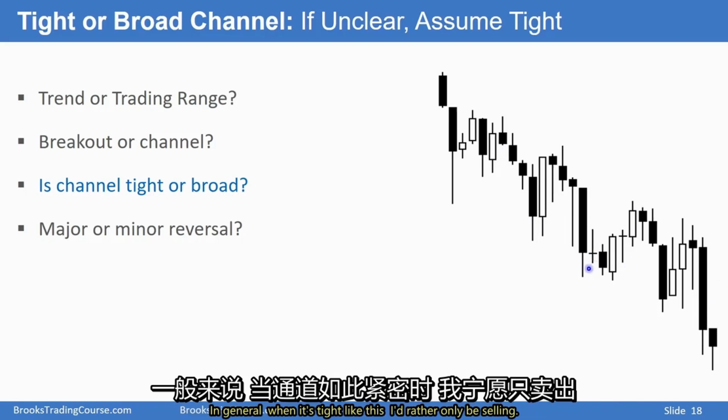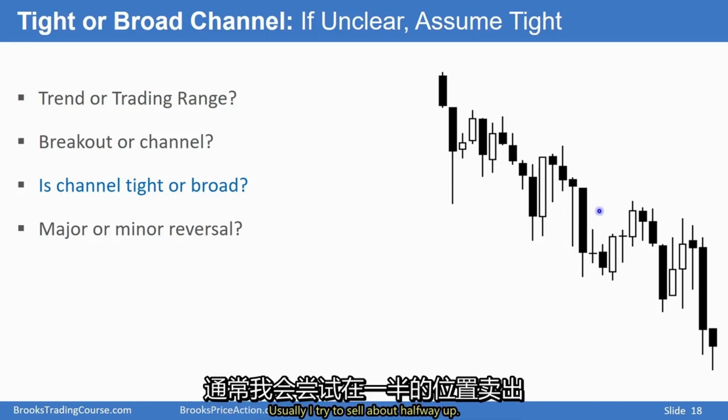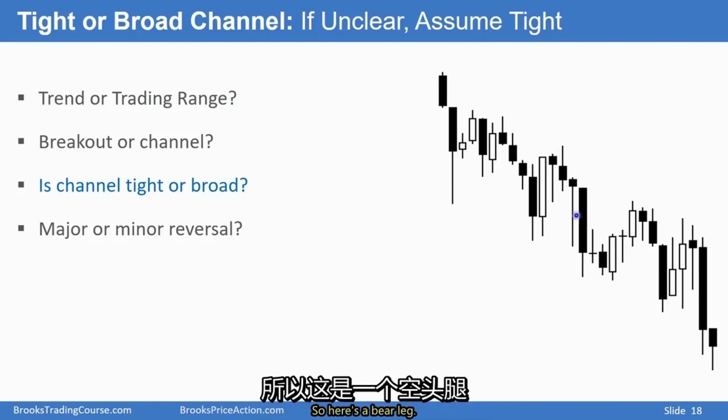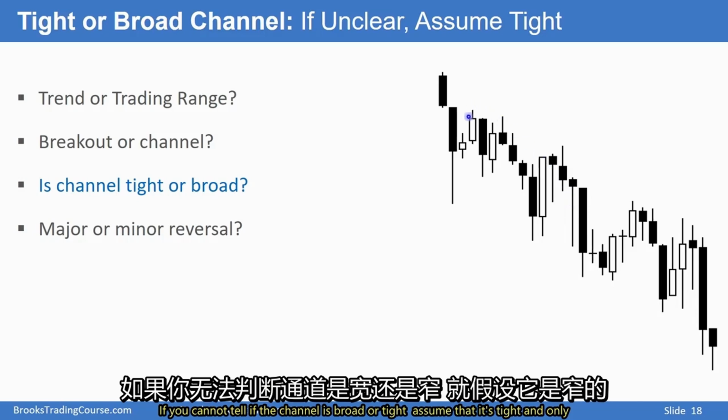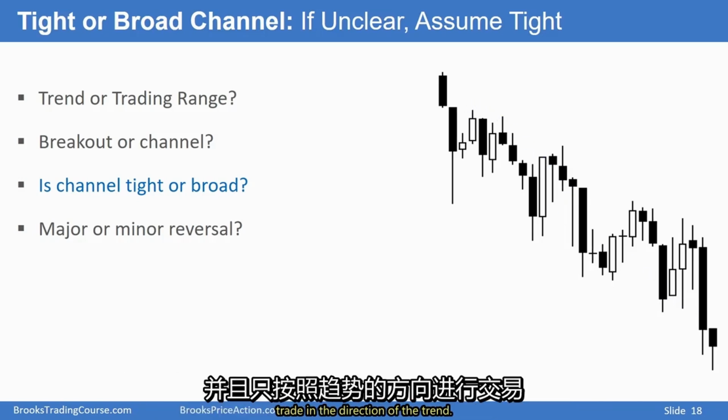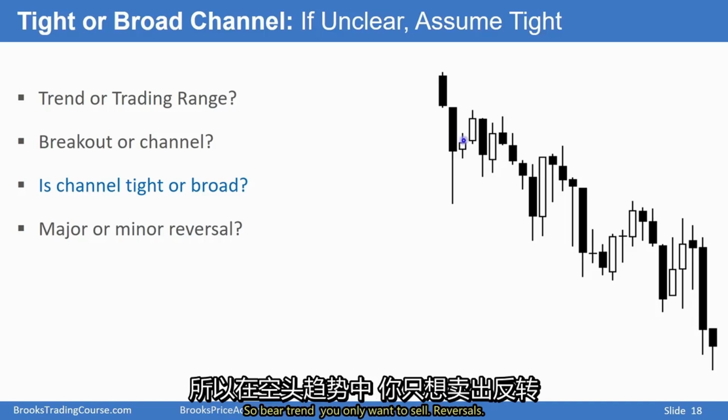In general, when it's tight like this, I'd rather only be selling, and usually I try to sell about halfway up. So here's a bear leg. When it gets around halfway up, I sell. If you cannot tell if the channel is broad or tight, assume that it's tight and only trade in the direction of the trend. So bear trend, you only want to sell.